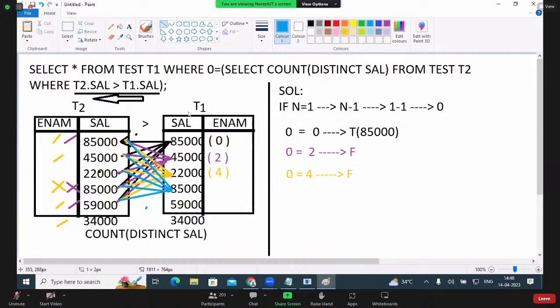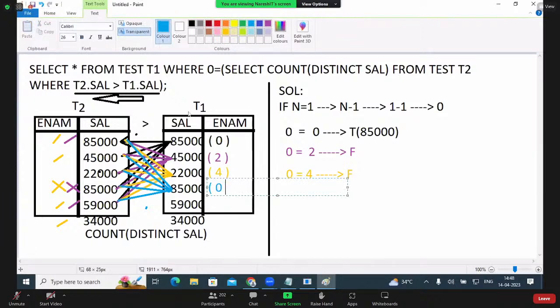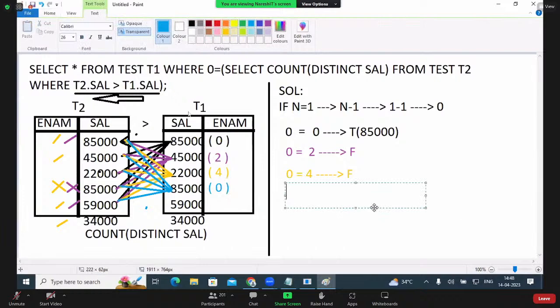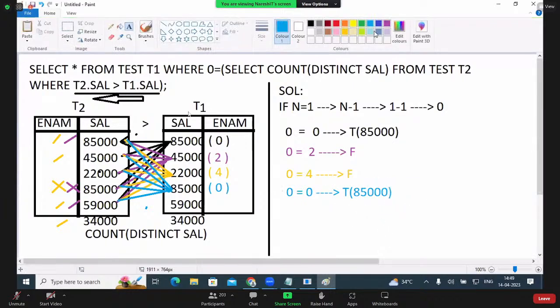Tell me, is there any value? No. No means it was showing what? 0 again. This 0 compare with your outer query value. What is the outer query? 0 is equal to 0. Condition what now? True. At which value? 85,000. Okay. Come to the next one.